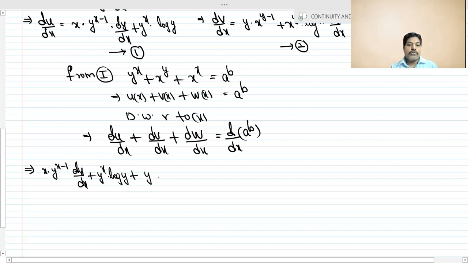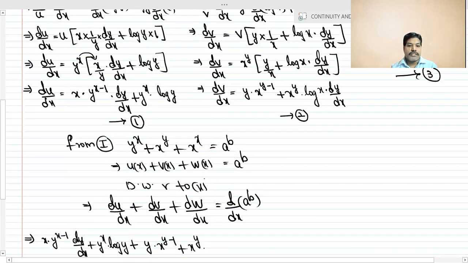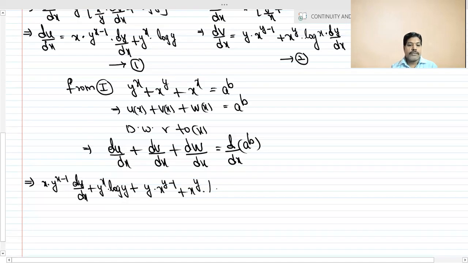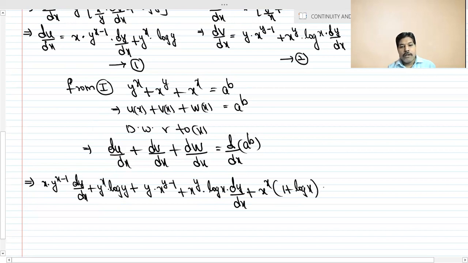What is the dv by dx, students? Let's see equation number 2: y into x power y minus 1, plus x power y into log x into dy by dx. Plus what is the dw by dx? The derivative of x power x is x power x into 1 plus log x, which is equal to the derivative of a power b. The derivative of a power b is 0, because it is a constant.